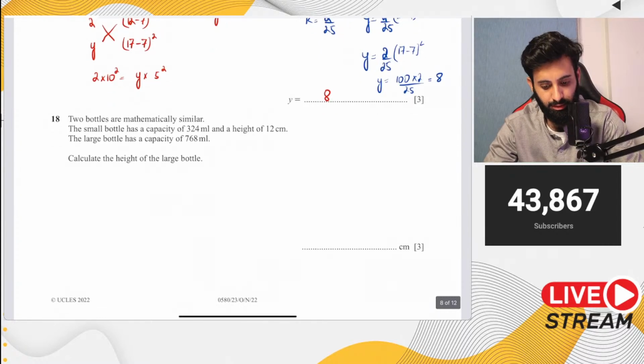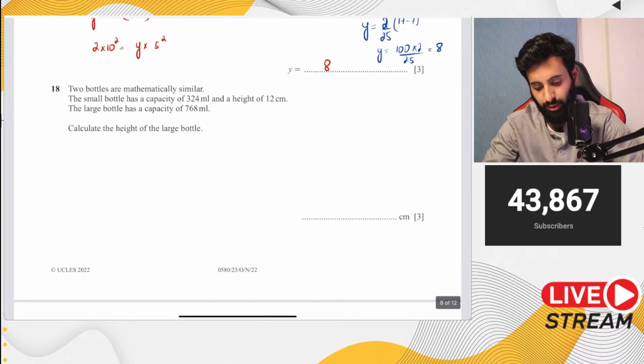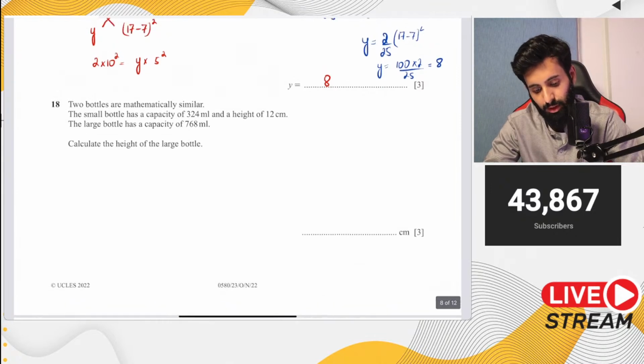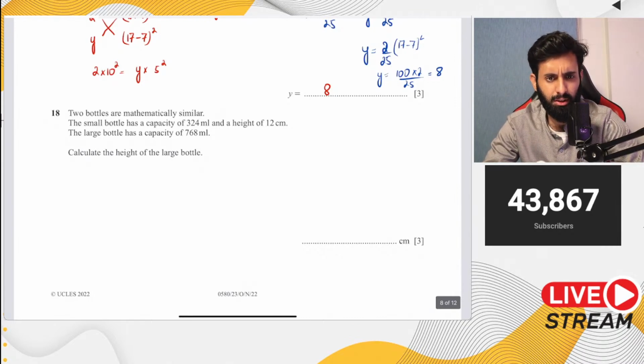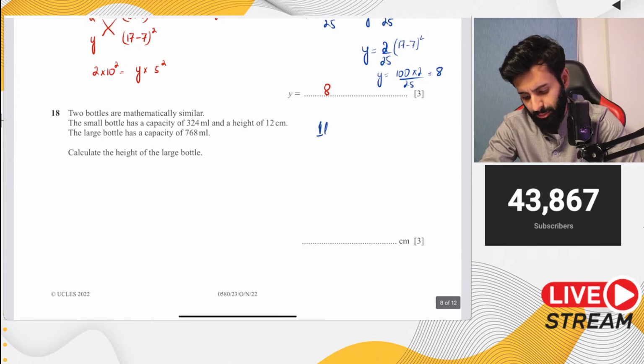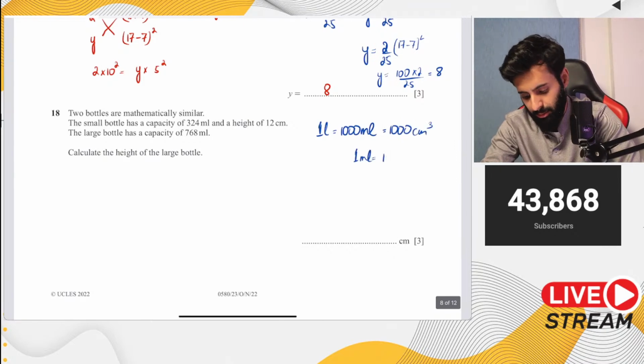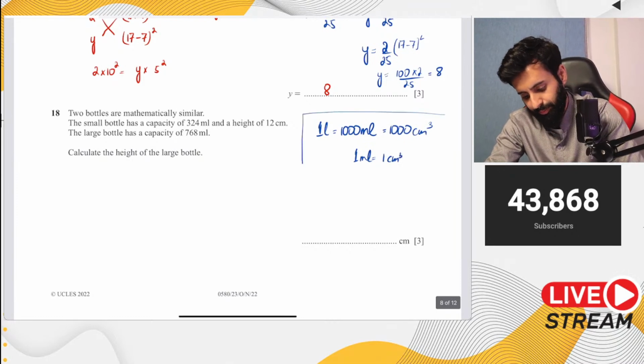This is extended, not core. Okay, so here's question number 18, which says two bottles are mathematically similar. The small bottle has a capacity of 324 ml. So I hope you guys know your conversions well. Since both the volumes are given in ml, you don't have to worry about that. But just so you know, remember 1 liter is equal to 1000 ml, which is equal to 1000 centimeter cube. So 1 ml equals 1 centimeter cube.